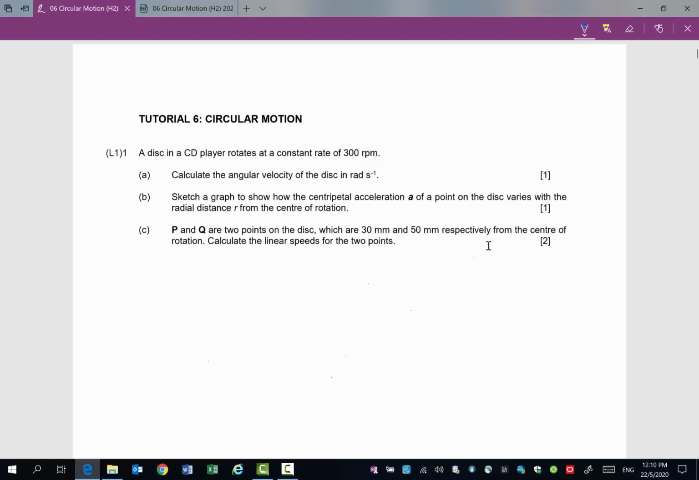Alright, so for question 1, we have a disc in a CD player rotating at a constant rate of 300 rounds per minute. The first thing we realize is that this term RPM represents rounds per minute, and it actually means frequency, because it literally means the number of revolutions per minute, or the number of cycles completed per minute. In this case, it has been given per minute, and it is more likely that we need to convert this to per second. So the frequency is simply 300 divided by 60, which gives me 5 per second, 5 revolutions completed per second.